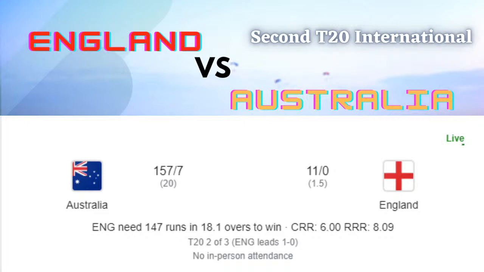and Australia did not review it. The replay shows the ball was going down the leg side, so good thing that Australia did not review that. But very good bowling from Pat Cummins. Very good yorker. 2 overs gone. England are 11 for no loss.